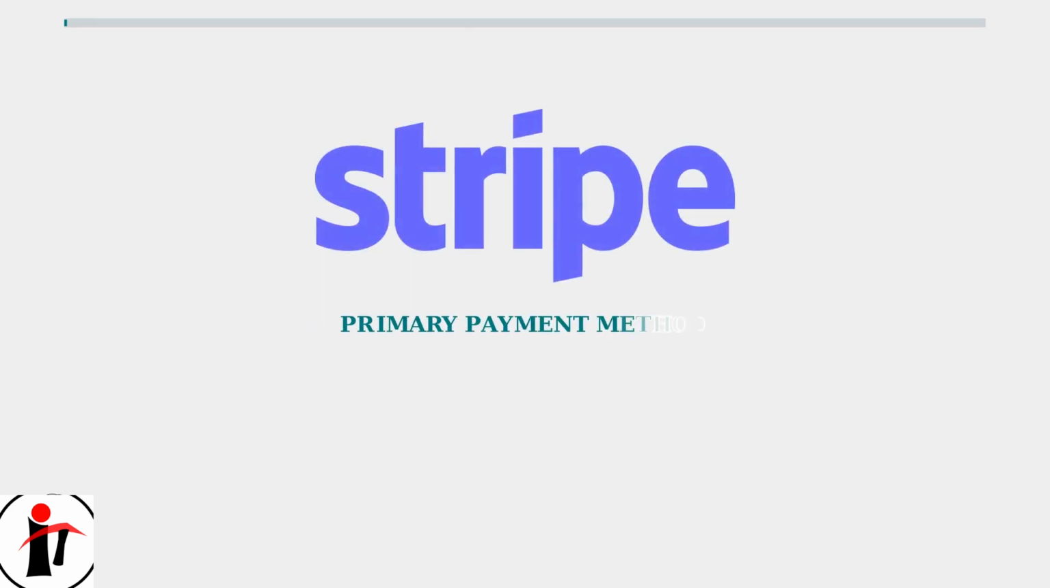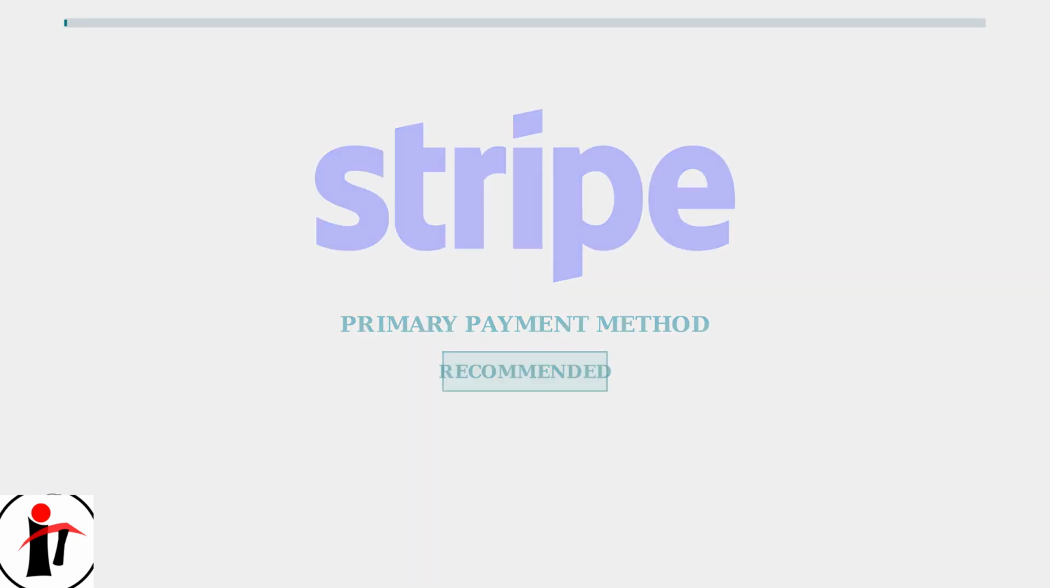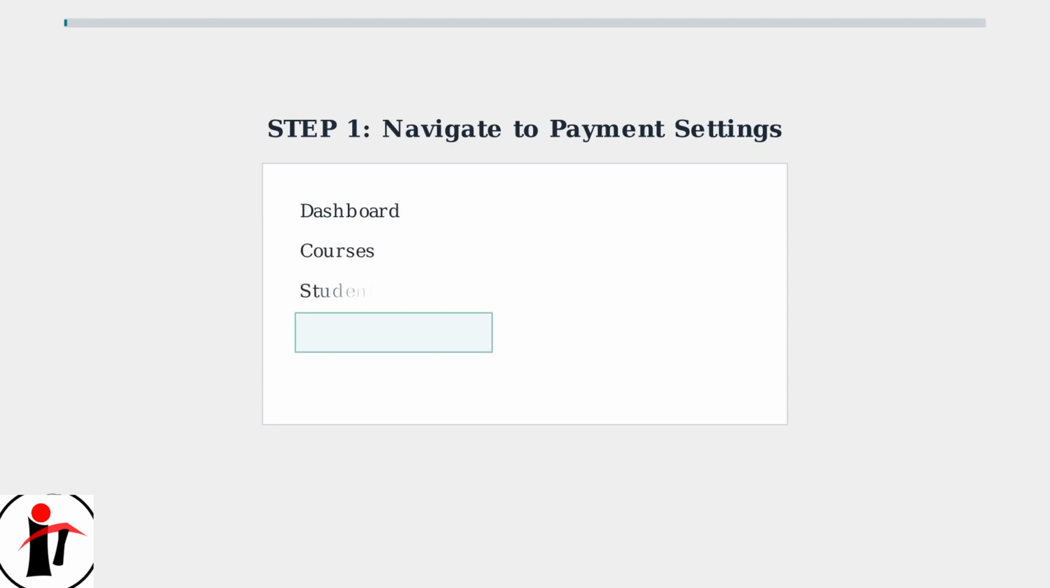Setting up payments in Teachable requires connecting payment processors to handle transactions from your students. As of 2025, Stripe is the primary and recommended payment method for most creators. To begin setup, navigate to your Teachable dashboard and locate the Payment Settings section. This is where you'll configure all payment processing options for your courses.